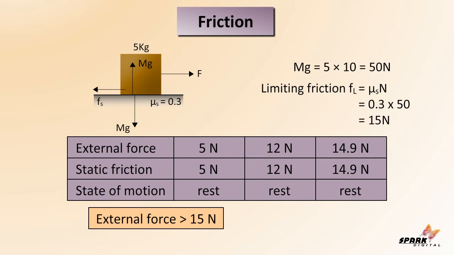If we increase the external force to 15 Newton, then static friction won't be able to balance the external force. At F equal to 15 Newton, the interlock between the body and ground surfaces breaks and the body starts sliding. At this instant, static friction does not exist as the body starts moving and kinetic friction comes into action.